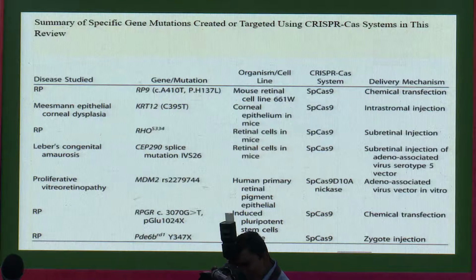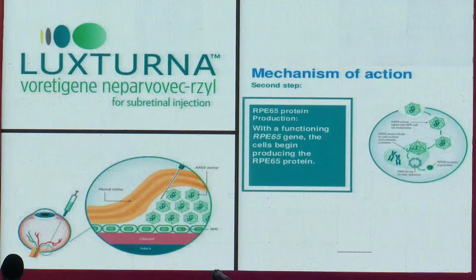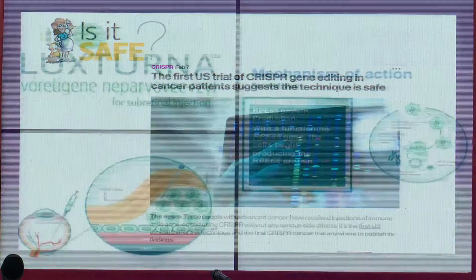In ophthalmology, work is already being done in the field of retinitis pigmentosa, Leber's congenital amaurosis, proliferative vitreoretinopathy, and some corneal dystrophies. What we already have in the market is Luxturna. It is the only gene therapy approved by US FDA ever for any genetic disease, and it is for individuals with an inherited retinal disorder where they have mutation in both the copies of RPE65 gene. But it's very, very expensive.